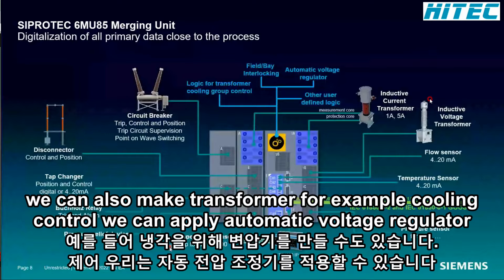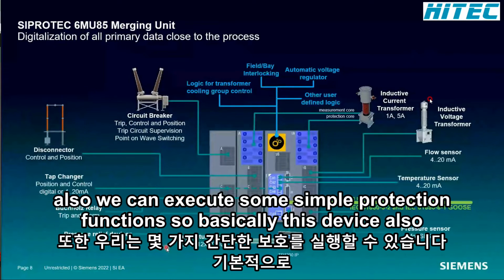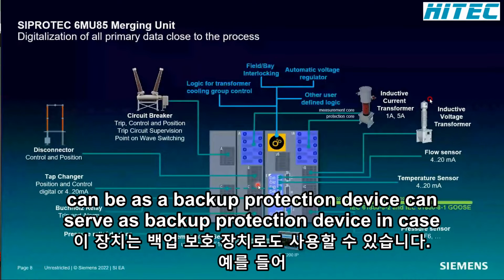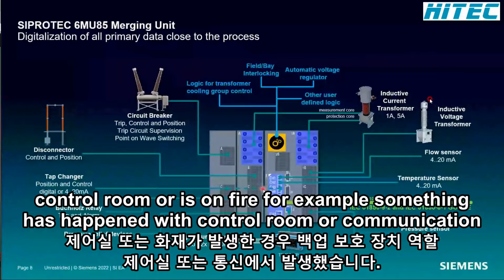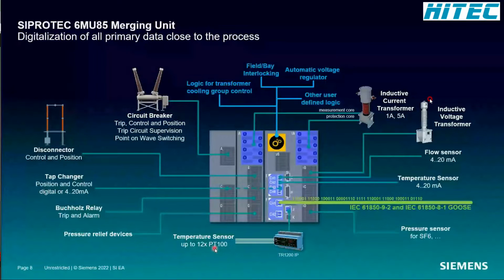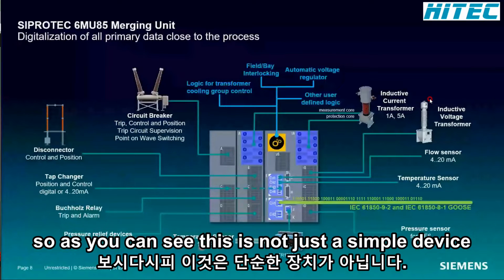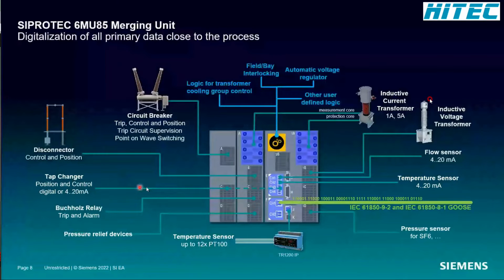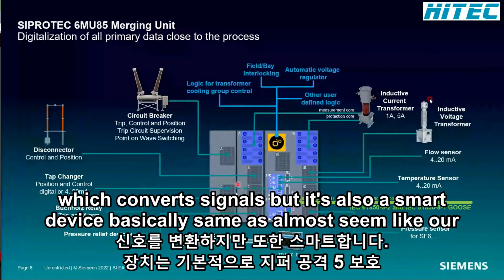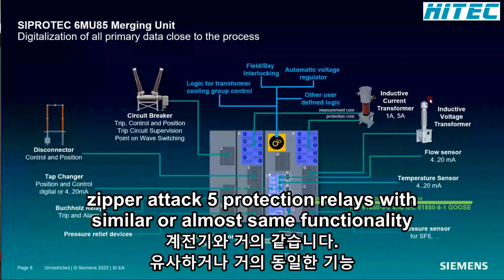We can apply an automatic voltage regulator. Also, we can execute some simple protection functions. Basically, this device can serve as a backup protection device in case the control room is on fire, for example, or something has happened with the control room or communication. So as you can see, this is not just a simple device which converts signals, but it's also a smart device, almost the same as our Cyprotec 5 protection relays, with similar or almost the same functionality.